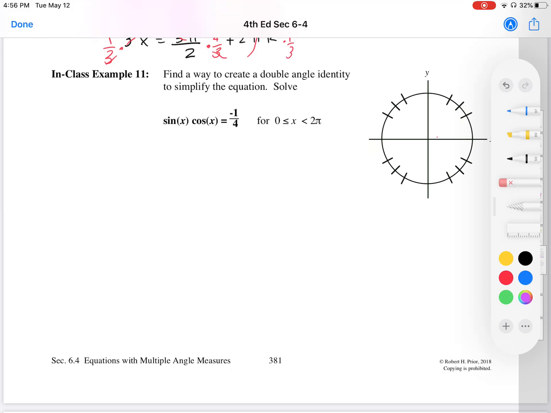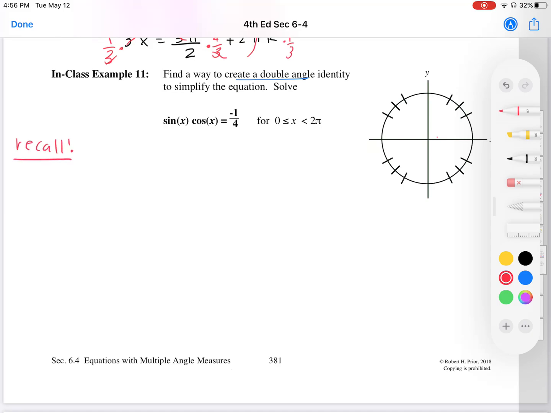So in class example 11, find a way to create a double angle identity. It gives you a hint to simplify the equation, and here it gives us an interval between 0 and 2 pi. I have sine and cosine. If you recall from your chapter 5 double angle identities, do I have a double angle identity that has sine and cosine? Yes, we do.